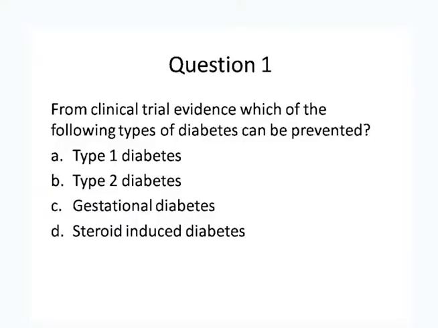From clinical trial evidence, which of the following types of diabetes can be prevented? And you have your four options there: type 1, type 2, gestational, and steroid-induced diabetes.